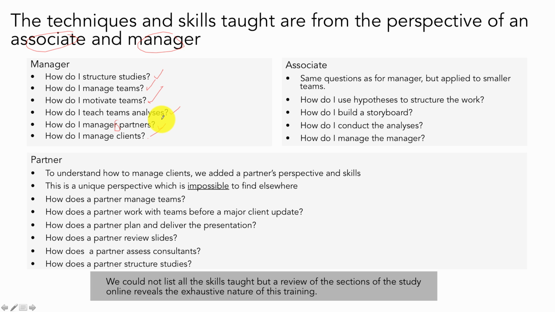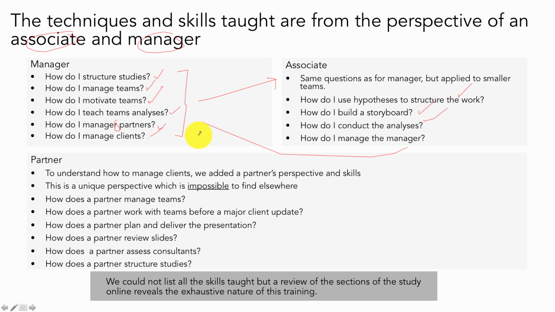For an associate, we are basically answering the same questions as for the manager, but applied to smaller teams. So all of these questions will apply to the associate. In addition, how do I use hypotheses to structure the work? How do I build a story? Trust me, we go through a lot of detail on how you build the hypotheses. How do the hypotheses lead to the analysis? How does the analysis lead to the storyboard? How do we then conduct the analysis? For each analysis, we'll show you how to conduct it.